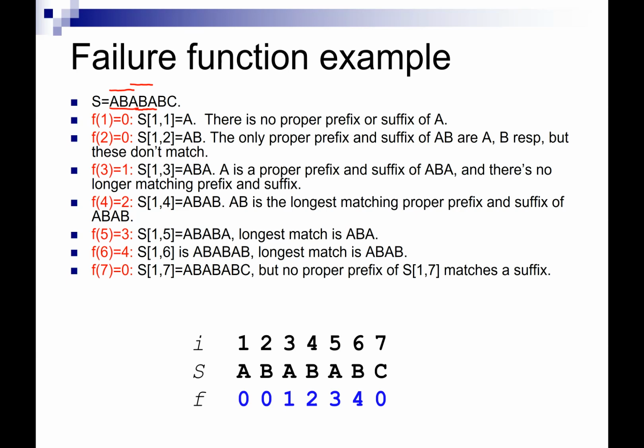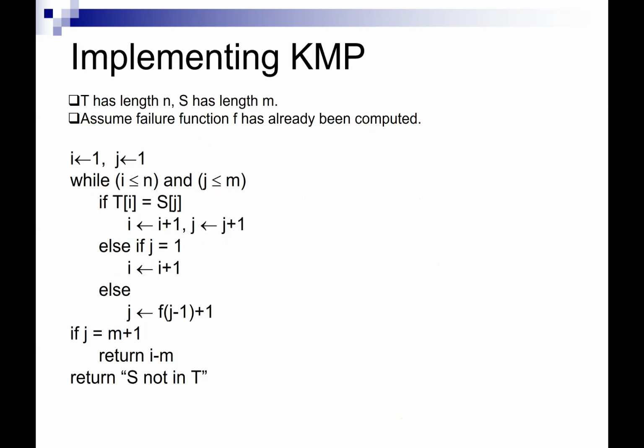So s has 7 letters, so we're going to compute f from 1 to 7. And these are the values of f from 1 to 7. Again, these values tell us how much to back up each time we have a mismatch at one of these locations.